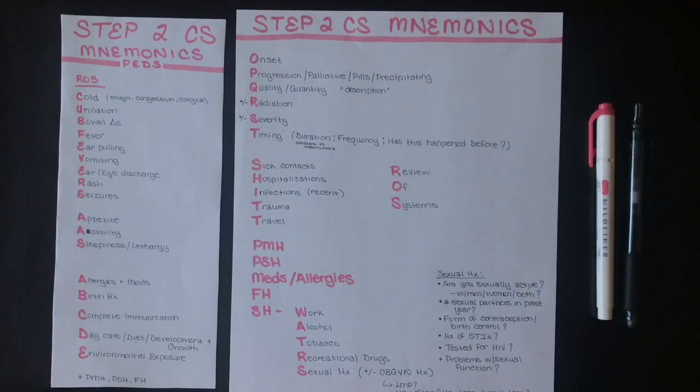So I'm going to start off with the mnemonics that I've used for Step 2 CS, and you can start with the page on the right. OPQRST is a mnemonic that I learned early on in med school, so it's what stuck. Not everyone uses it, but it's what I find most helpful. I will, again, be presenting other mnemonics at the end. OPQRST is what I use for a patient coming in with pain. I then modify that and just use OPQNT for a patient coming in with another chief complaint.